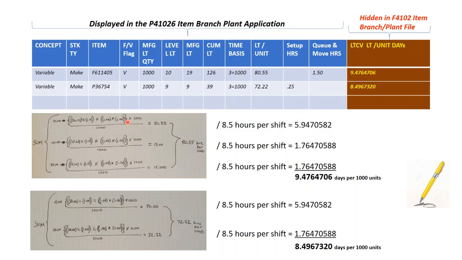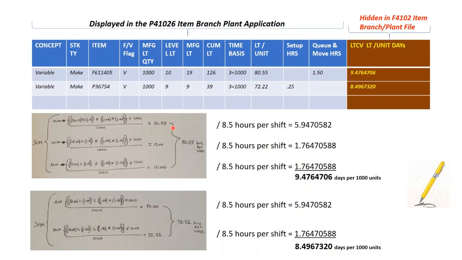So the lead time roll-up program, as it's calculating the lead time per unit, it's also calculating the lead time per unit days. For example, it takes 9.4764706 days to make 1,000 eaches. And the formula, as it's running through, is a sum of each operation. There's the 50.55 hours for Ops 10. It now will take that and divide it by the work center's hours per shift, which was 8.5.